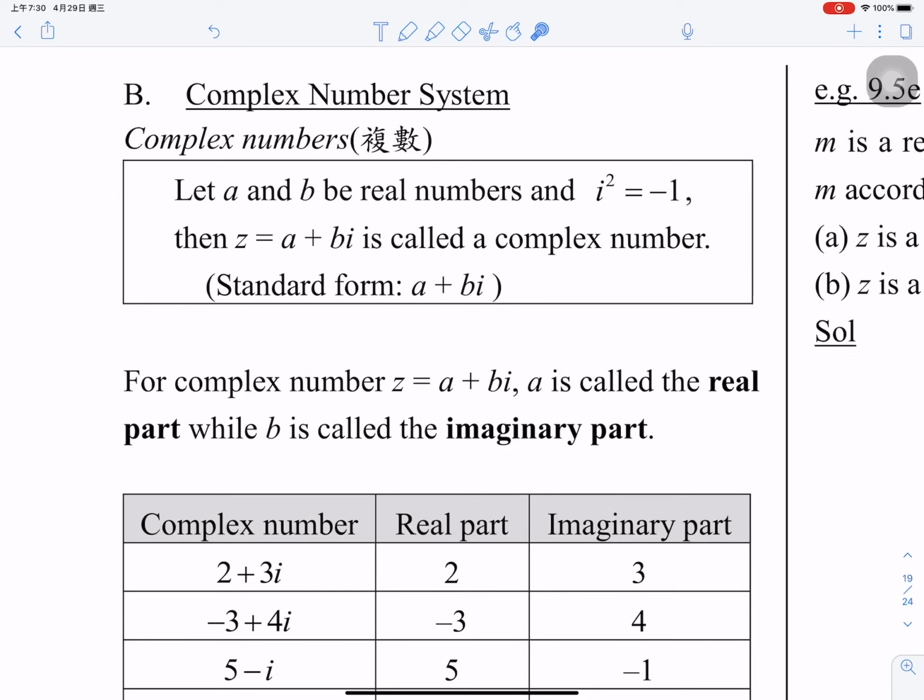Complex number system, section B. Complex numbers. And you see that we have a form of a complex number.